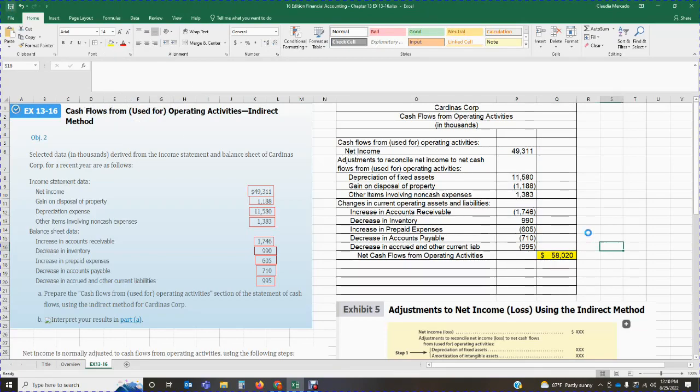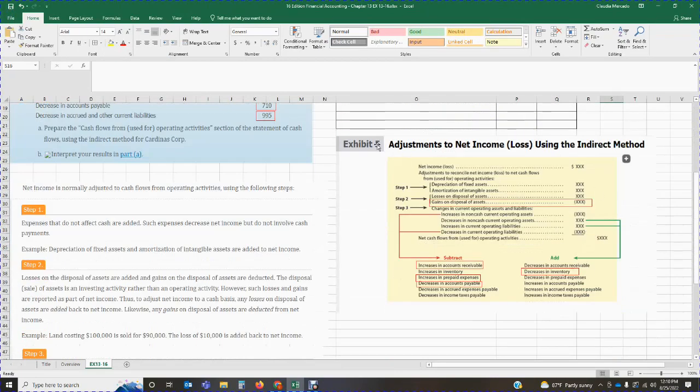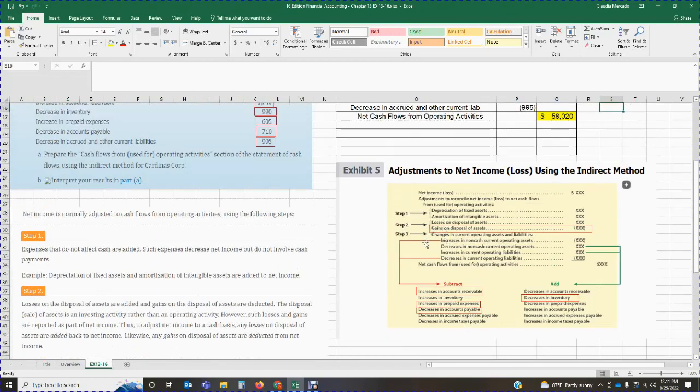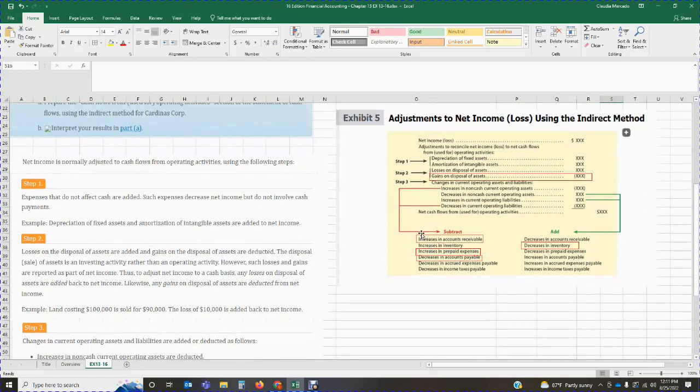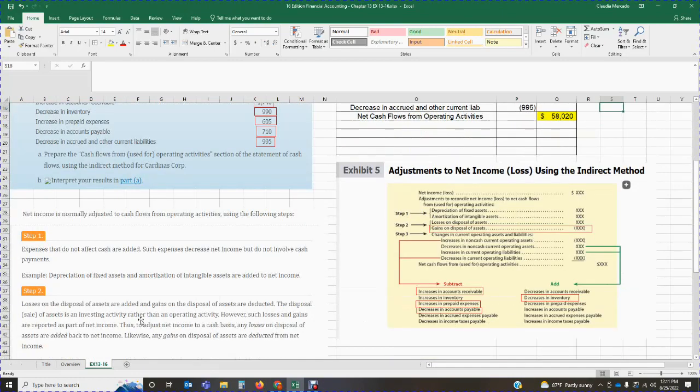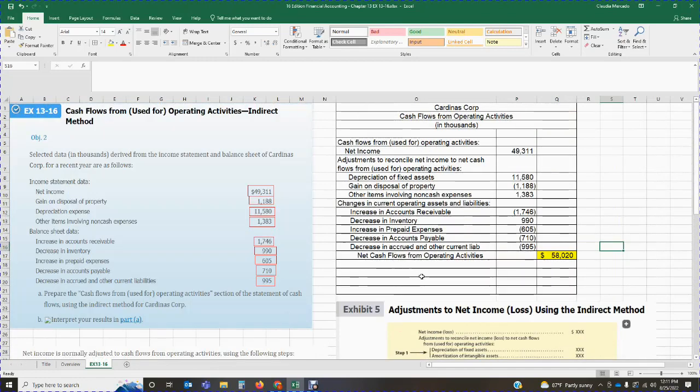Okay. So what do we do here? We are just following this template on Exhibit 5. You always start off with your net income or loss. You make some adjustments to reconcile net income to net cash flows from operating activities. There's 3 steps, and they are outlined in your book. The more complex is step number 3, where you have more of the items and you have to determine, based on their increases or decreases, if you're going to add or subtract. You complete those 3 steps, and then you can calculate the net cash flows from operating activities. That is requirement A.